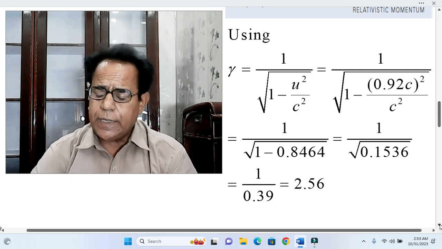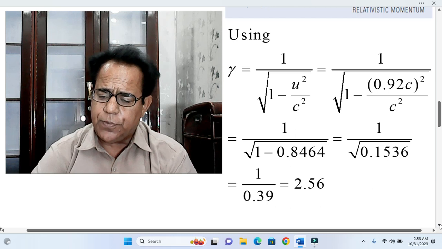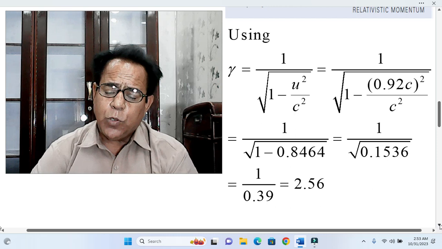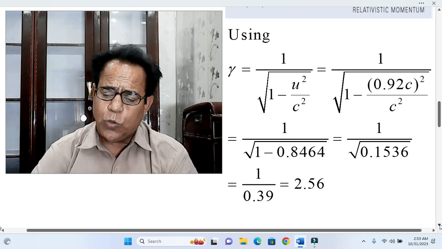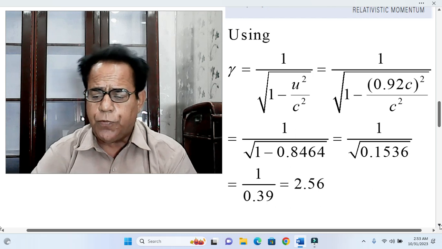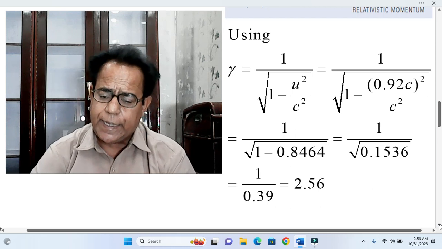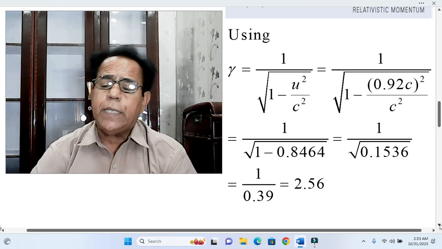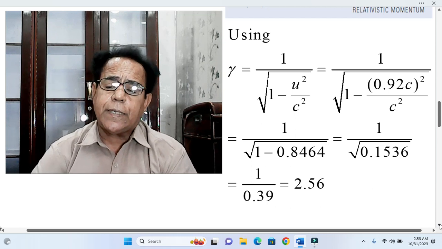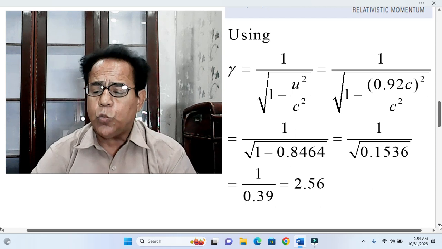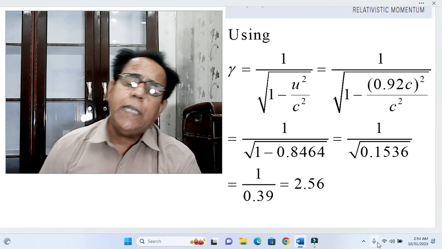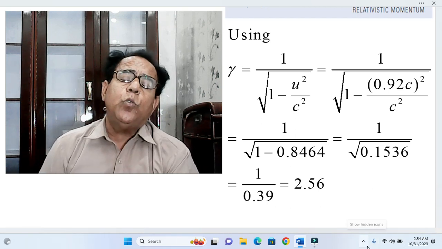In the next step, we take the value of the square root of 0.1536, which is equal to 0.39. Because 0.39 is in the denominator, we calculate 1 over 0.39, and this value becomes equal to 2.56. Hence the Lorentz factor gamma is equal to 2.56. We know that gamma is only a numerical value, it has no units.